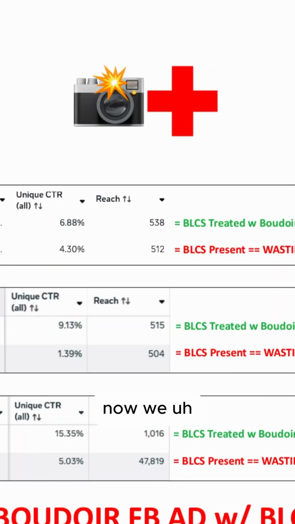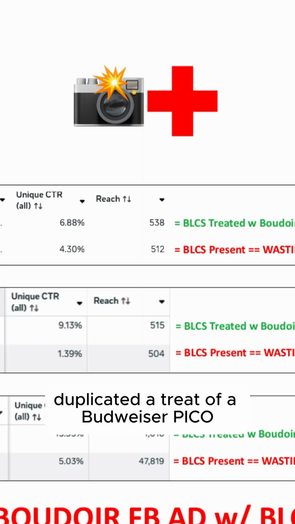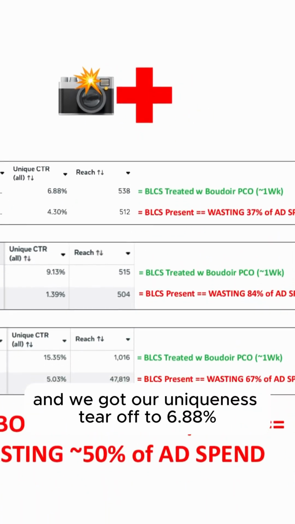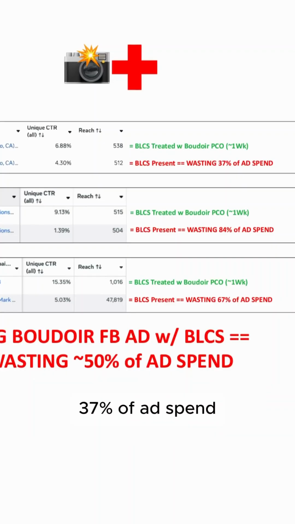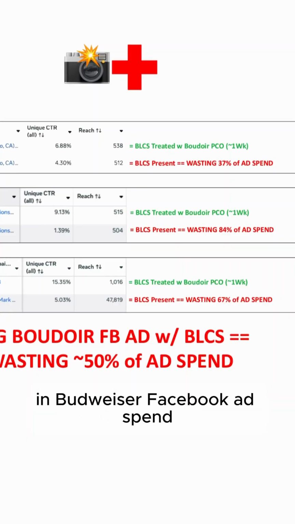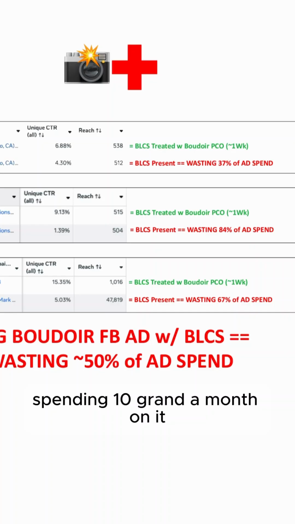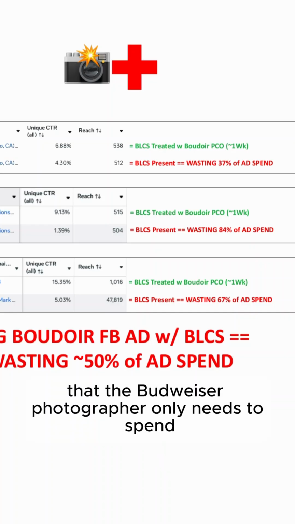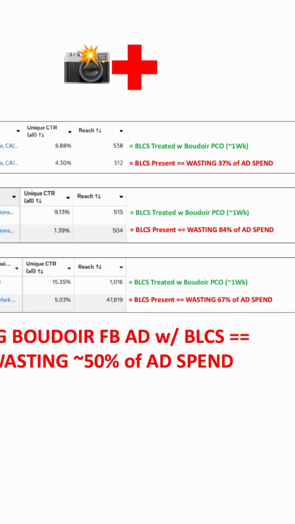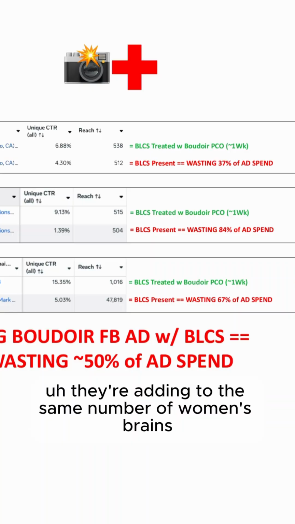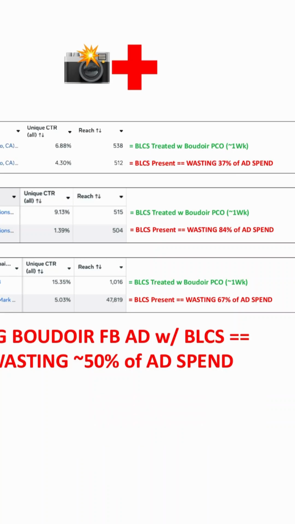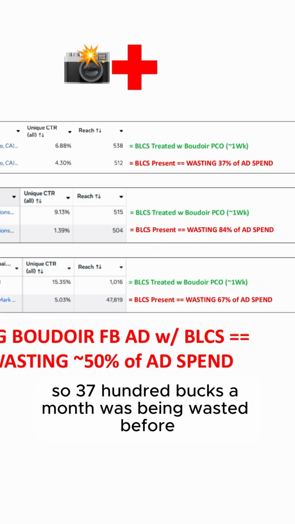Now, we duplicated it, treated it with Boudoir Pico. Took about a week, and we got our unique CTR up to 6.88%. So we found the original Boudoir Facebook ad is wasting 37% of ad spend, which means if the original is spending 10 grand a month, now the Boudoir photographer only needs to spend $6,300 a month on the Boudoir Pico treated ad, and they will get the same number. They're adding to the same number of women's brains each month. So $3,700 a month was being wasted before.